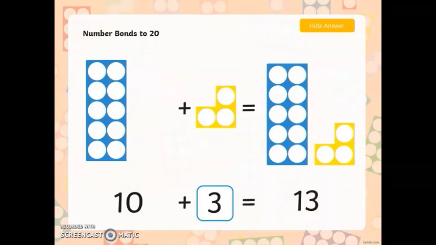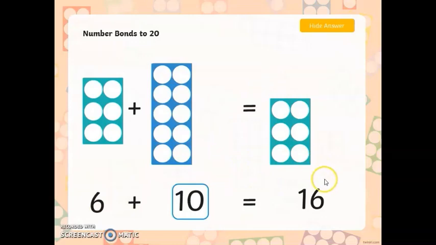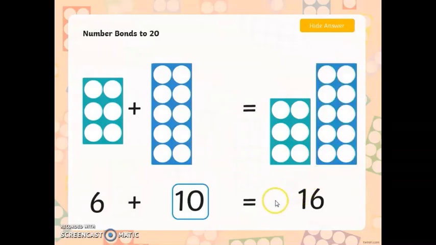Now moving on to our next number, 6 plus a missing number to make the bond of 16. Now students, can you guess which number will pair with 6 to make the bond of 16? Well then, if you all say 10, 6 and 10 make the bond of 16.